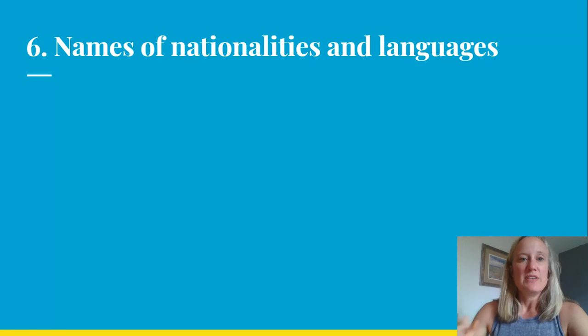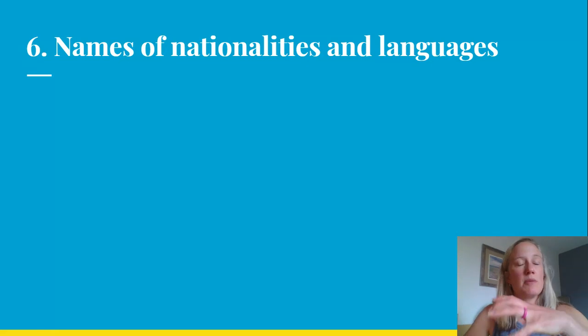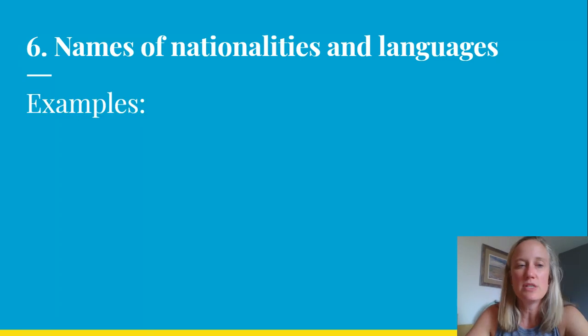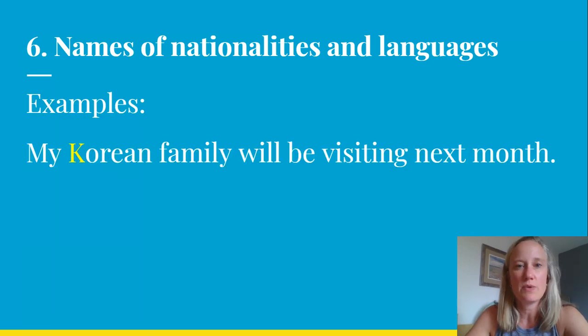Okay, this might be new for you. Names of nationalities and languages. Nationalities is when you name the place a person came from or the place something comes from, and then languages, of course, are the names of languages. So here's a couple examples if you want to know what I mean.